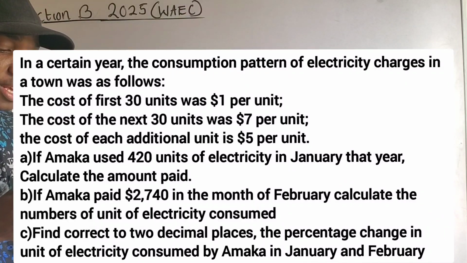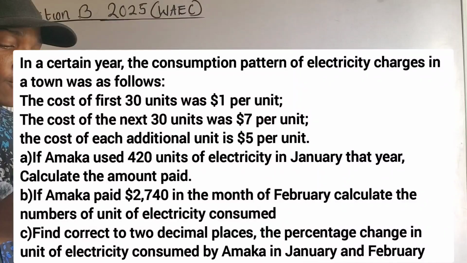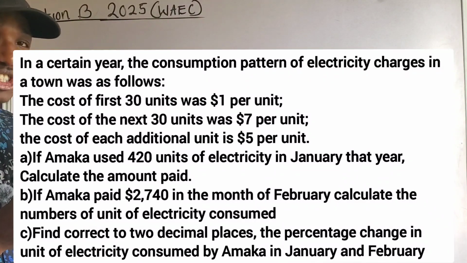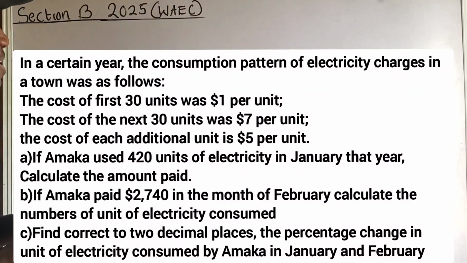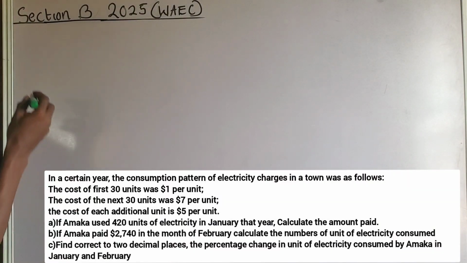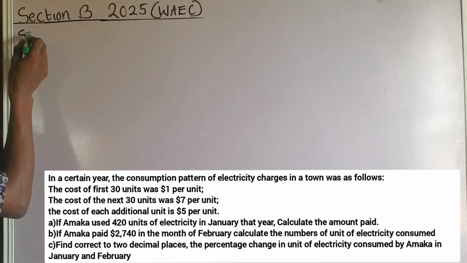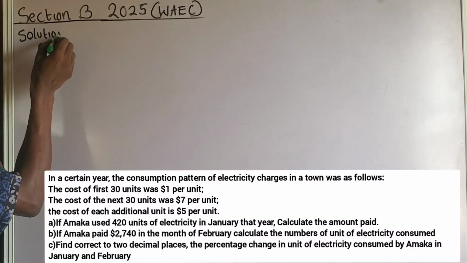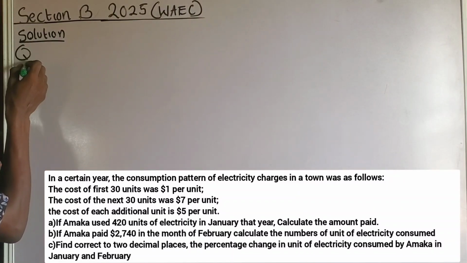The second question: if Amaka paid $2,740 in the month of February, calculate the number of units of electricity consumed. And the third question, we have to find, correct to 2 decimal places, the percentage change in units of electricity consumed by Amaka in January and February. Okay, now let's start by writing out the information that we are given in question 6.